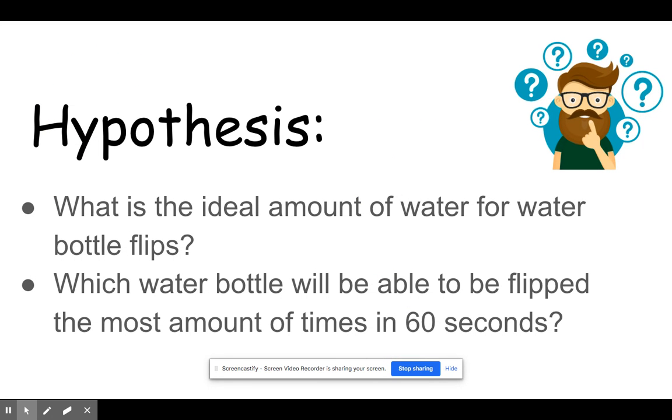The next step is to form a hypothesis, which is our educated guess to answer the question. The question we're asking is, what is the ideal amount of water for water bottle flips? Basically, which water bottle will be able to be flipped the most times in 60 seconds? Think about it. Do you think you're going to be able to flip a full water bottle the most times, or an empty water bottle the most times, or maybe half the amount of water is best? Make your guess, explain why, and then we will see what happens.